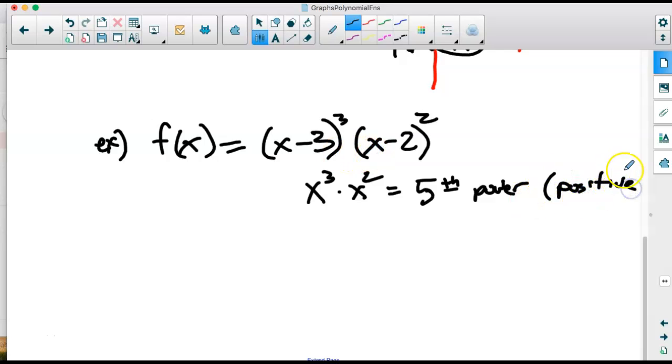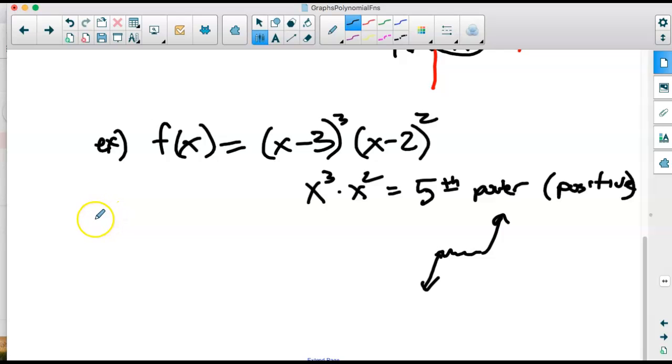So that means the graph is going to look something like this on the end. There might be something going in the middle and that's going to look like that because it's odd. We know what the intercepts are. Let's find the intercepts. So we can put 0 in there.